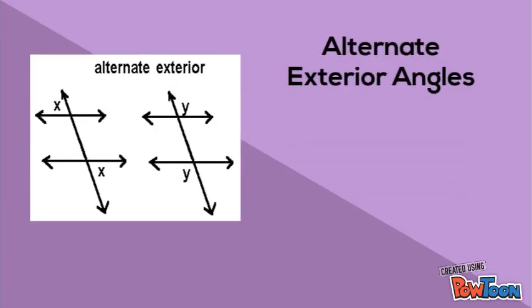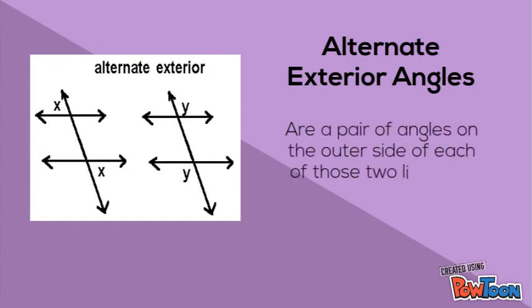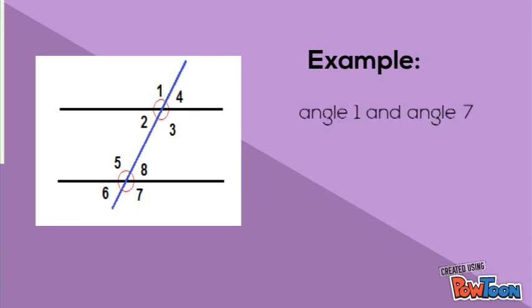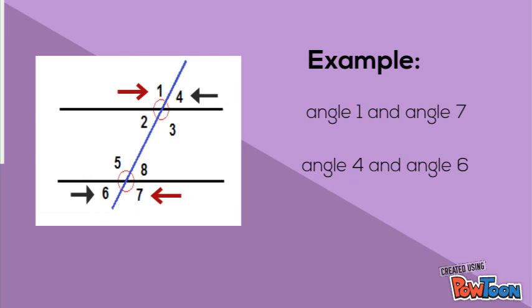And last, what are alternate exterior angles? It is a pair of angles on the outer side of each of those two lines but on opposite sides of the transversal. For example, angle 1 and angle 7, angle 4 and angle 6 are alternate exterior angles.